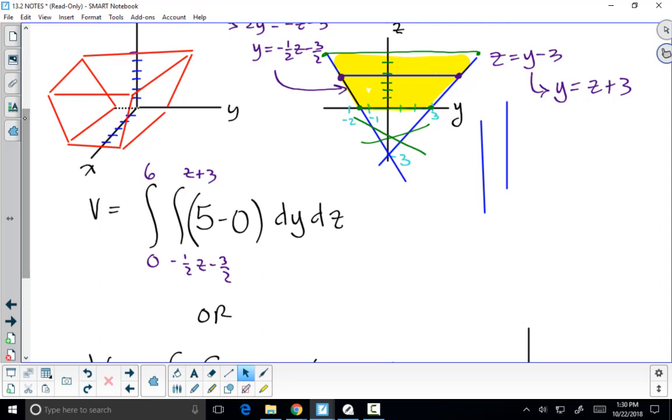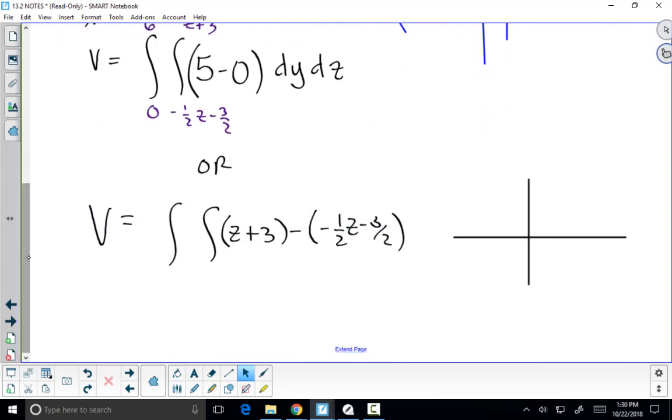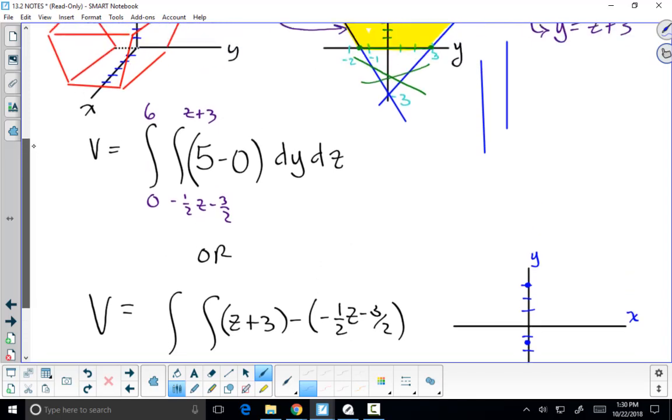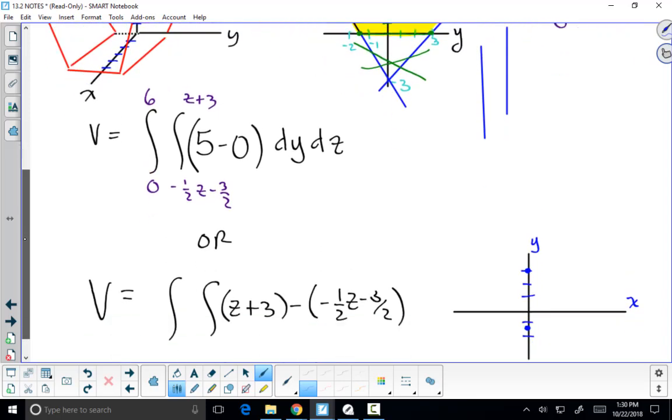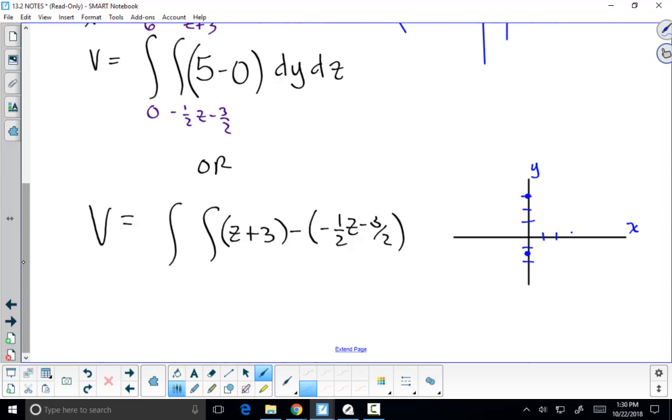Isn't it just a rectangle? Yeah, rectangle. So the y interval goes from where to where? Negative 1/2 to 3. Negative 1.5 to 3. So we're there and there. And that's y, that's x. And how about the x's? 0 to 5? Yeah, 0 to 5. So this is our rectangle down in the xy plane.